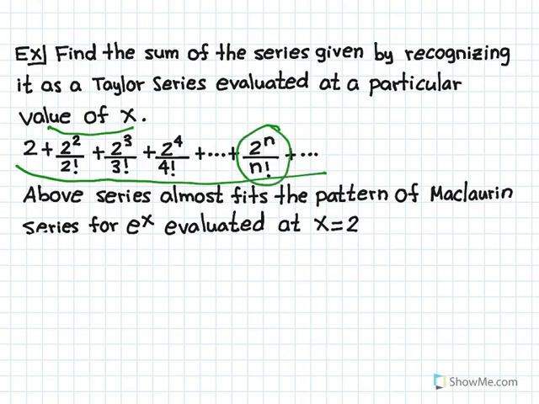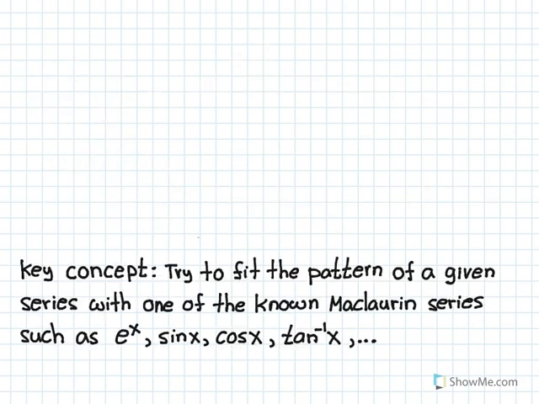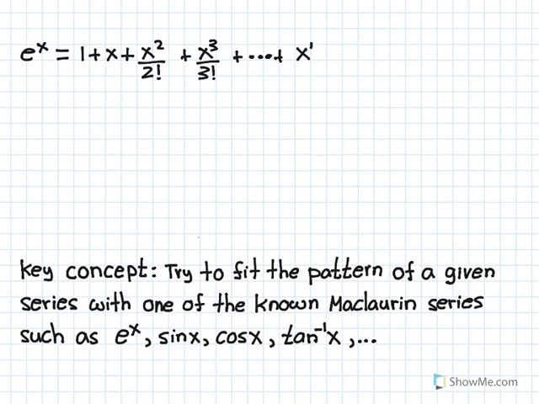Now, if we look at this closely, we realize that this series almost fits the pattern of the Maclaurin series for e to the x evaluated at x equals 2. So let's look at the Maclaurin series for e to the x. e to the x is equal to 1 plus x plus x squared divided by 2 factorial plus x cubed divided by 3 factorial plus and so on. And the general term is x to the power of n divided by n factorial.